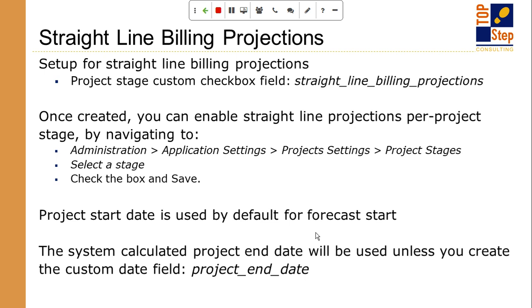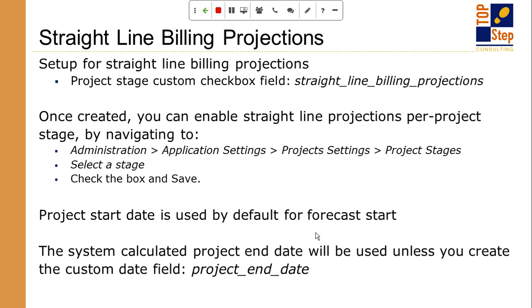So quite often the approach here is that you set up a single stage for your early planning, your early pipeline tracking to do Straightline billing projections, and then the other stages may rely on the rules and do the normal charge projection function.